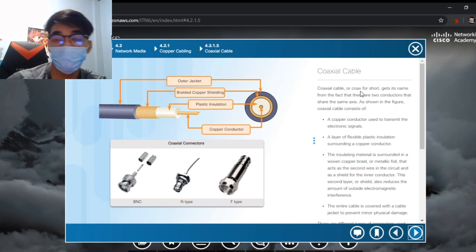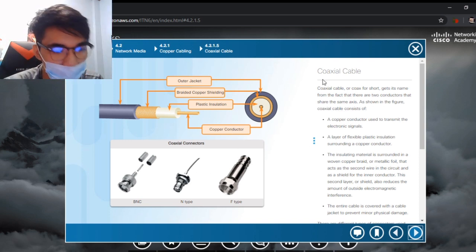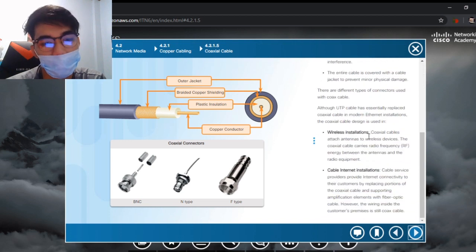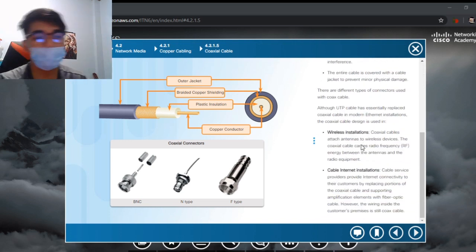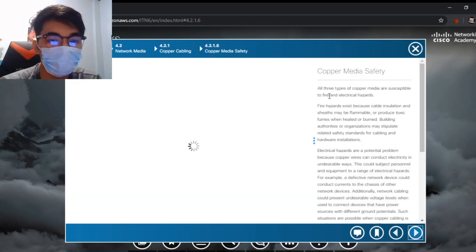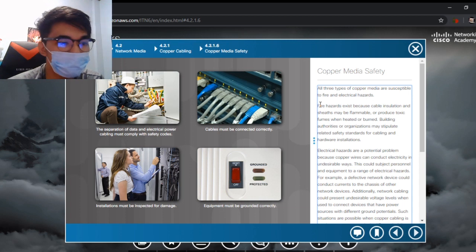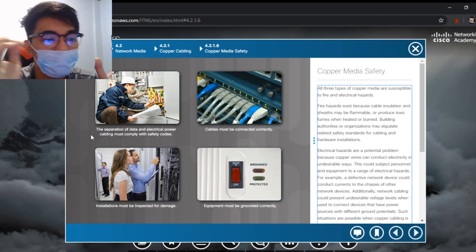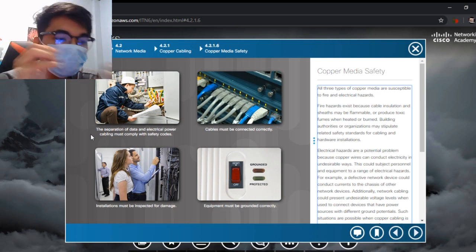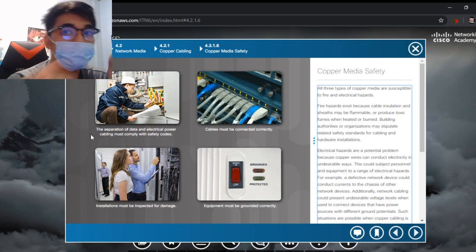Coaxial cable, or coax for short, gets its name from the fact that there are two conductors that share the same axis as shown in the figure, same axis. Then these are used in wireless installations and cable internet installations. Next, copper media safety. There are three types of copper media hazards, related to fire and electrical hazard. As you can see in here, separation of data and electrical power, cabling must comply with safety codes, because we always need to have safety codes in every different way that we do in our cabling systems and other stuff.